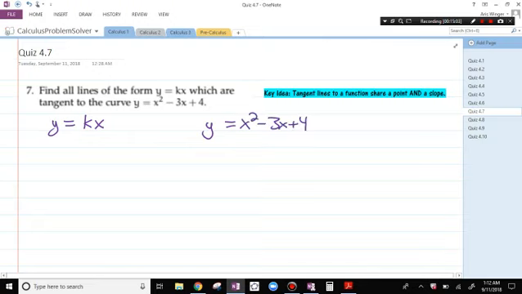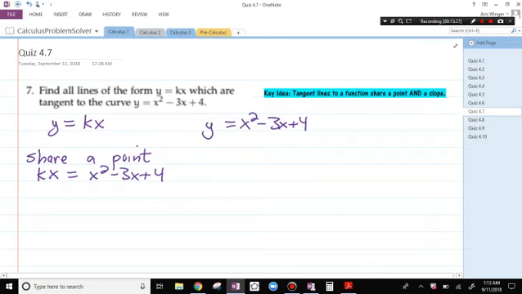And if we want them to be tangent, that means they share a point. And so that means that they must intersect. That means that they have to be equal. So kx equals x squared minus 3x plus 4 wherever they are tangent.